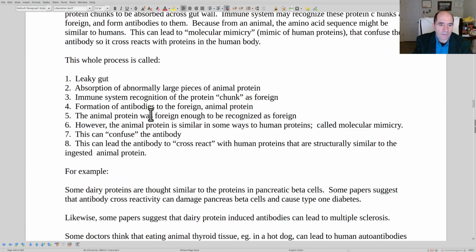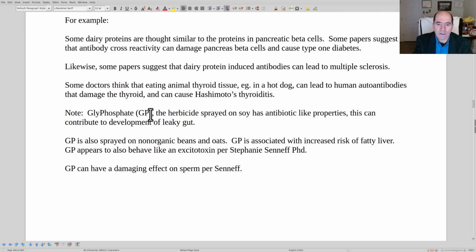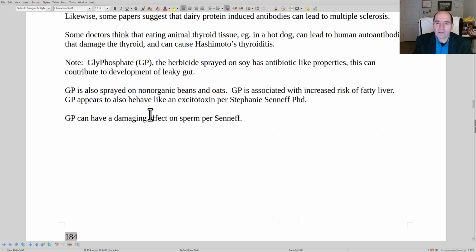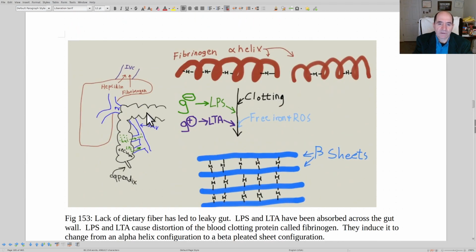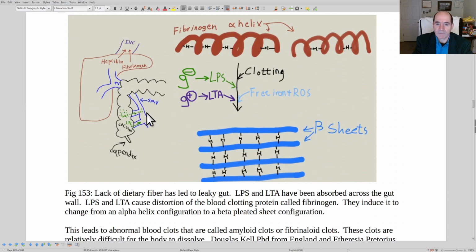Okay, I talked about the autoantibodies in the leaky gut. Talked about the glyphosate sprayed on the soy having antibiotic properties. It does a lot of things you don't want. It also contributes to fatty liver, according to Stephanie Seneff. It has a negative effect on sperm, and it's really bad for your health, and it has an excitotoxic effect on the brain. Okay, here's a picture I wanted to show you.